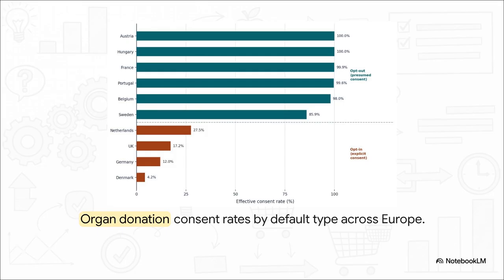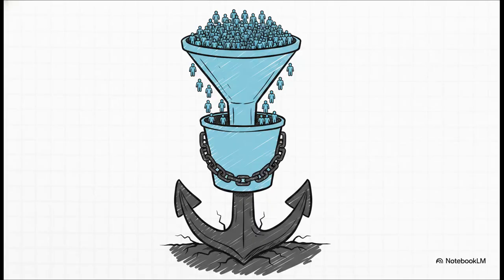And here's the kicker. These countries actually have very similar underlying attitudes toward donation. So the difference isn't culture. The difference is almost entirely the default setting. And we see the exact same power in financial markets. Madrian and Shia looked at a U.S. company that switched its 401k pension scheme from opt-in to automatic enrollment. Just by flipping that default, participation jumped from 49% to 86% in a single month.